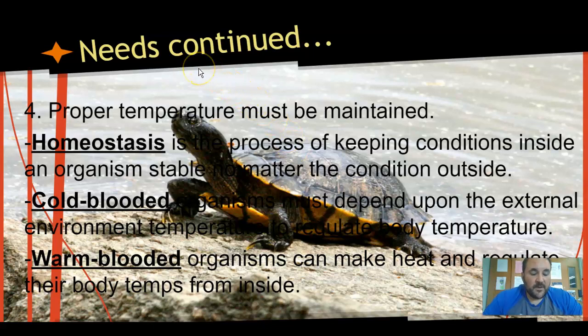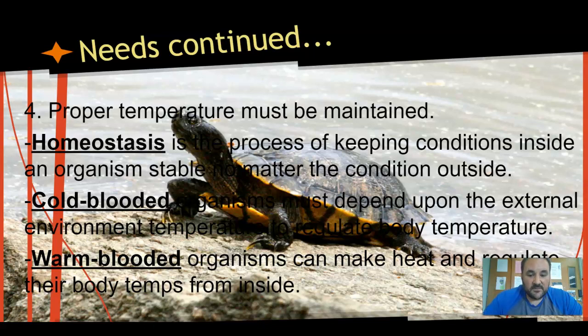So continuing on with our needs. We need to maintain a proper internal environment. The fancy word for this is homeostasis. Homeostasis is the ability to keep internal conditions the same. When I talk about homeostasis, I'd like you to think about your thermostat in your house. The thermostat either turns the air conditioning on, turns it off, turns your heat on, or turns it off. It maintains that nice constant temperature inside your house.